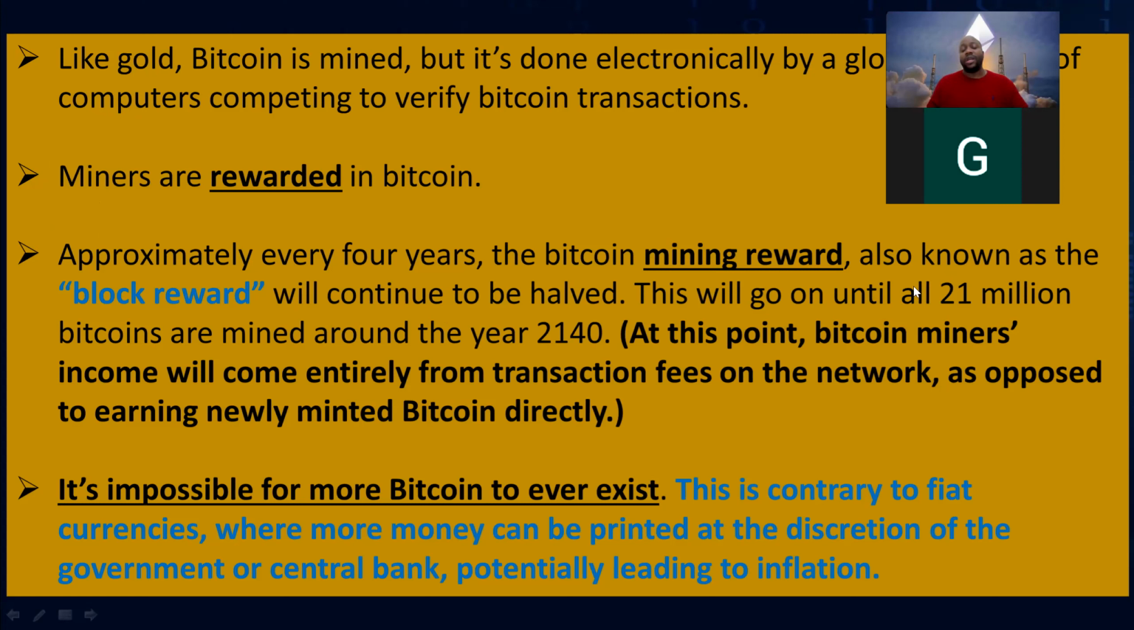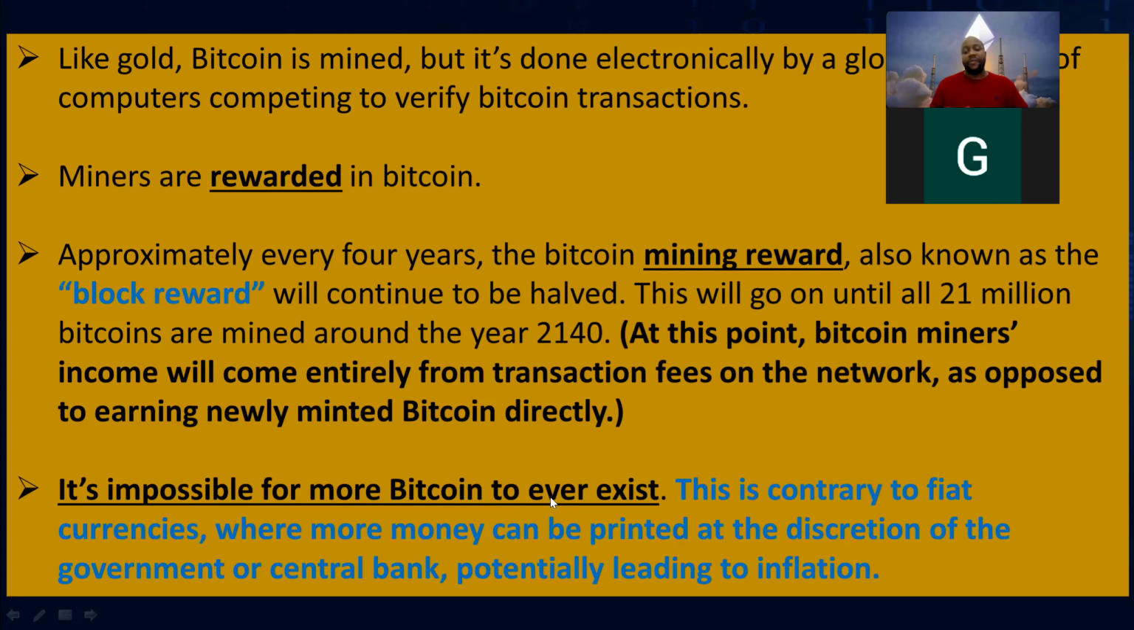And this will go on until all 21 million Bitcoin have been mined by 2140. When that happens, those miners or super nodes will no longer have income from newly issued Bitcoin. The only source of income for them will be the transaction fees that people pay to conduct a transaction on the Bitcoin blockchain. These computer nodes record and secure the transactions, so they are paid with that fee. So it is impossible for more Bitcoin to ever exist.